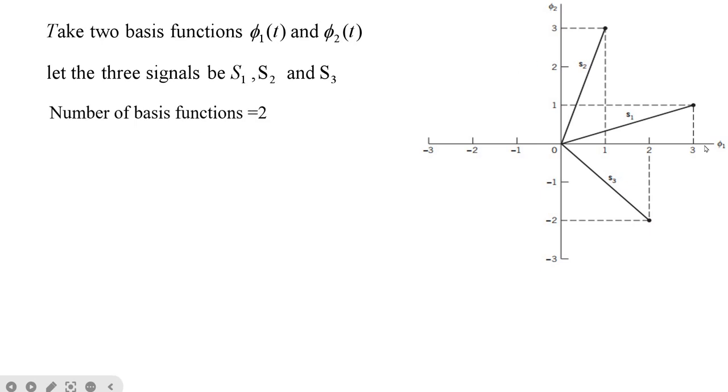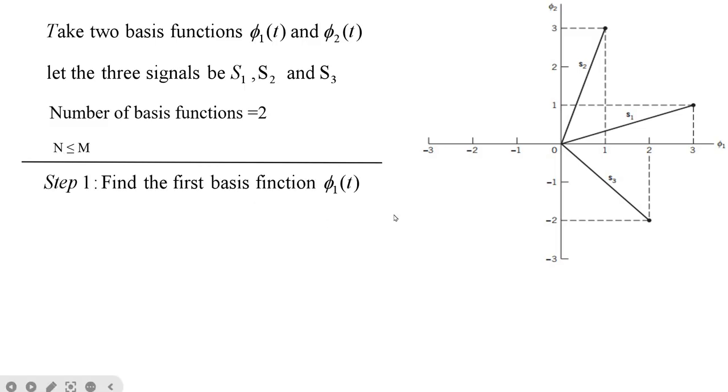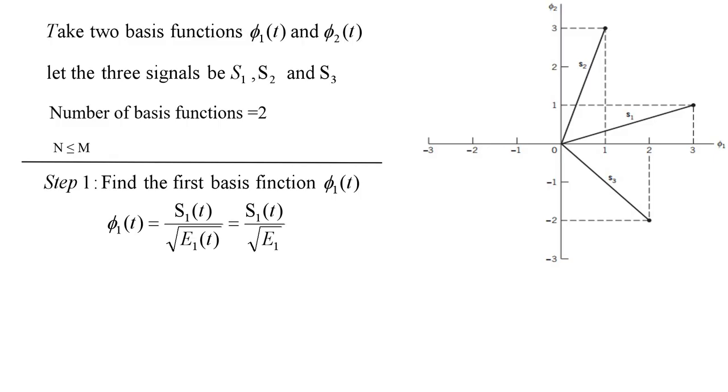So the number of basis functions is 2, that is phi 1 and phi 2. So n must always be less than or equal to m. Now we will go for the first step, that is finding the first basis function, phi 1 of t. So phi 1 of t is given as s1 of t divided by square root of E1 of t. E1 of t is nothing but the energy of the first signal.